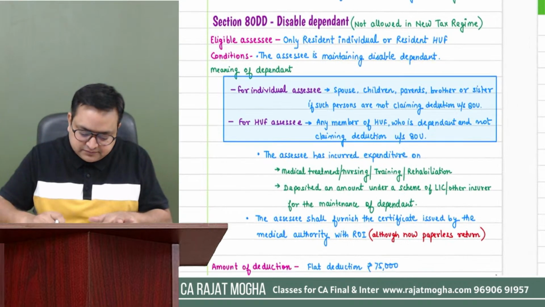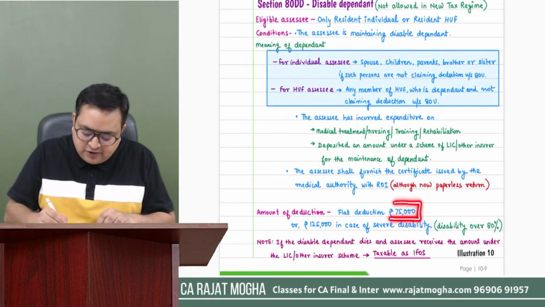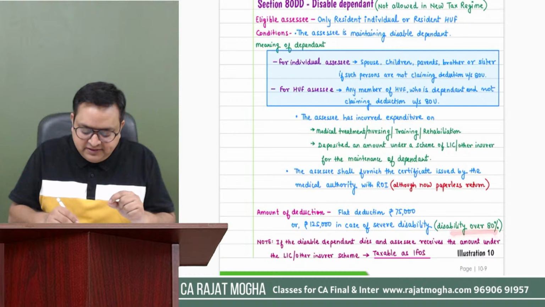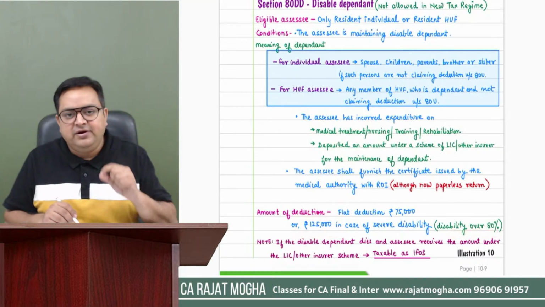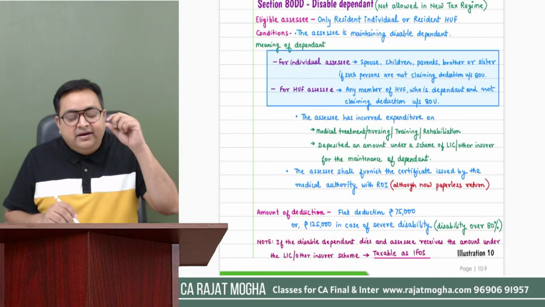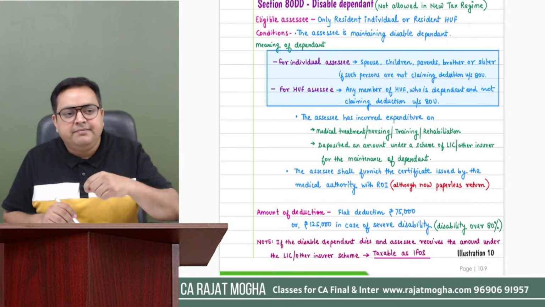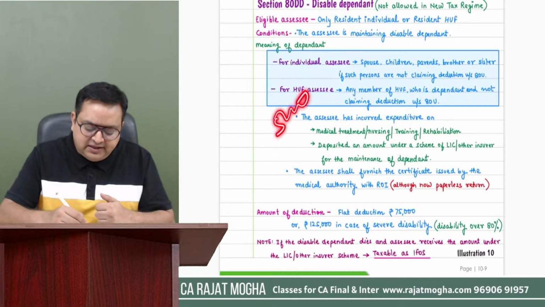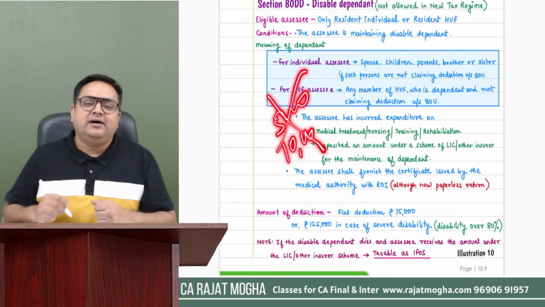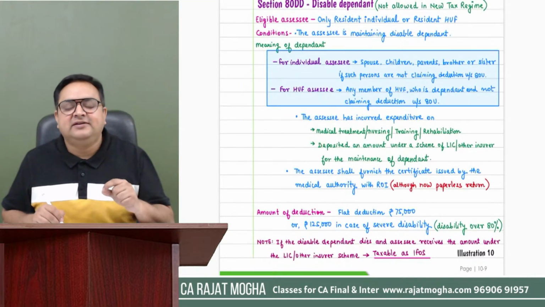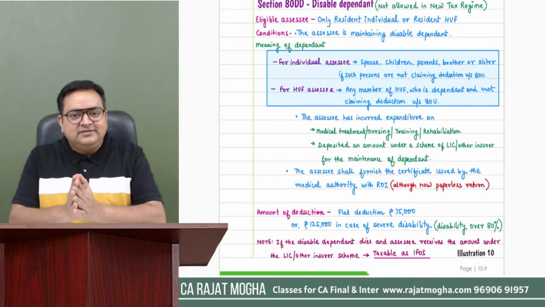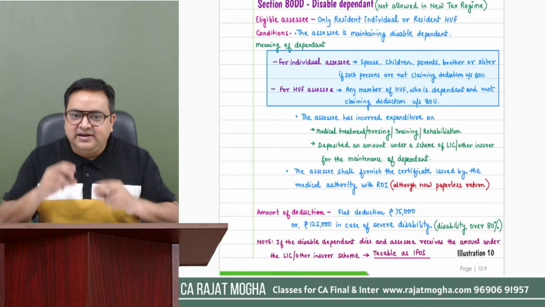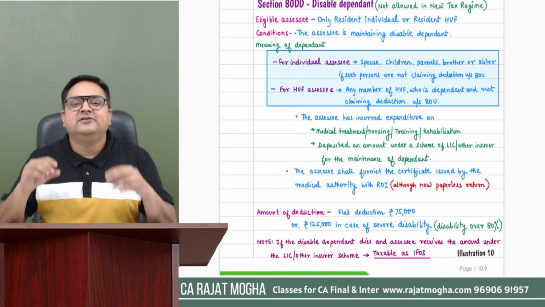So please remember, there is a flat deduction of 75,000. But if the person is suffering from severe disability over 80%, then it is 1,25,000. 1,25,000 is a flat deduction. Let's say the assessee has made any expense, any medical treatment of, let's say, 5,000, 10,000. So irrespective of the actual expenditure, the assessee can claim a flat deduction over here, even if the actual expenditure is less or the actual expenditure is more.